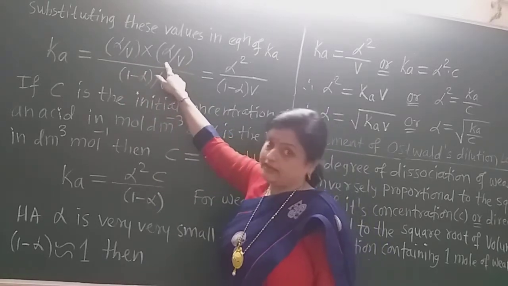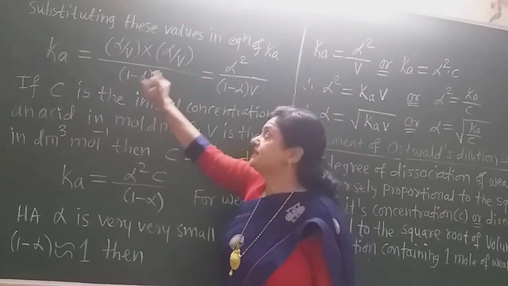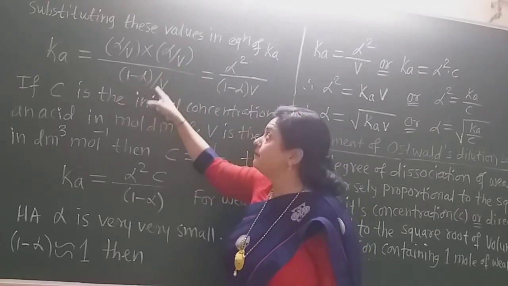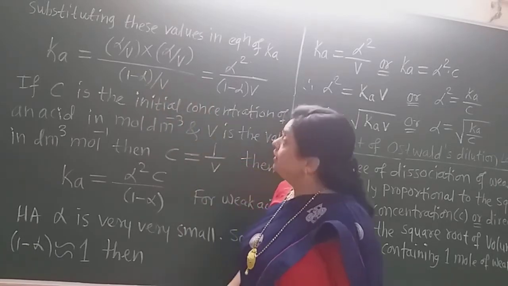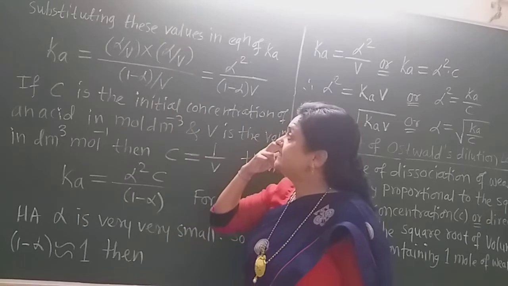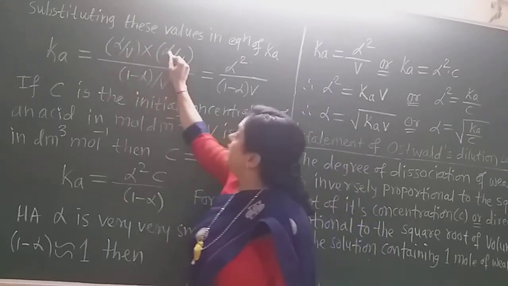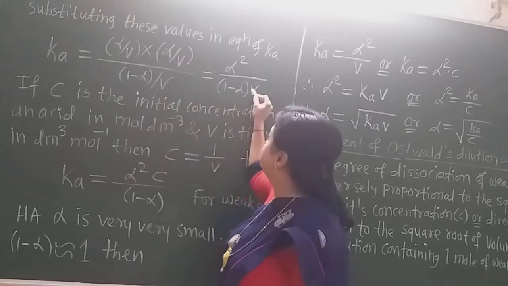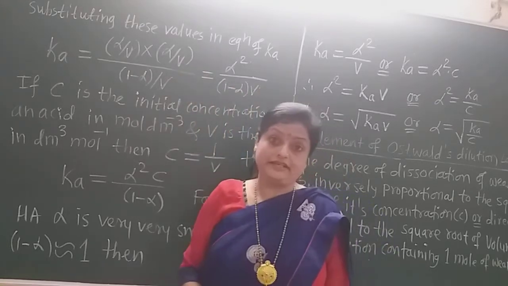It is also alpha divided by V. What is the equilibrium concentration of HA? It is (1 minus alpha) divided by V. Now this volume V gets cancelled. What is remaining? Alpha into alpha, alpha square. Now this (1 minus alpha) and V, as it is, go to the denominator side.